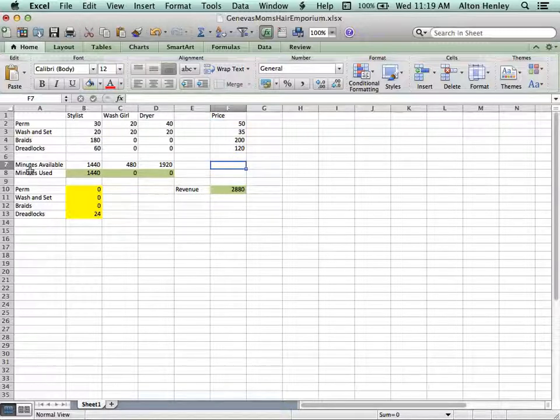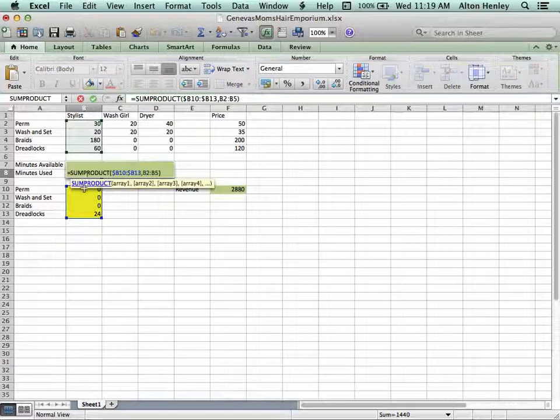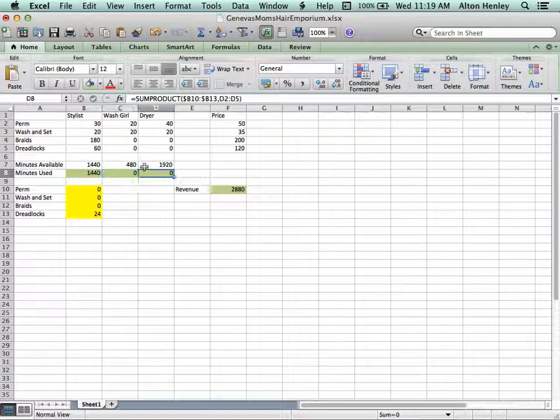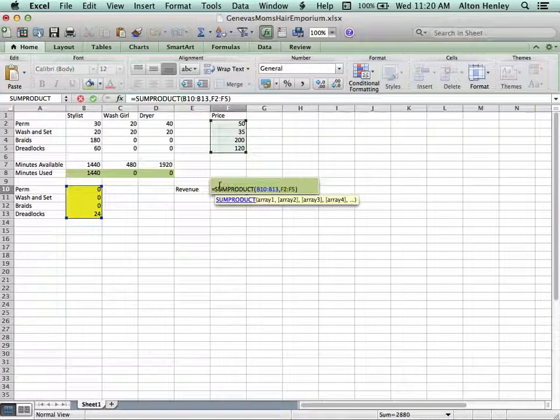Now I set up my capacity, my usage for the minutes directly under, as we did in the other cases, the capacity and the amounts, just to make things easier to understand, especially once we get to solver. And I set up my decisions in the same order, in the same orientation as they showed in the case and in the chart. Now, figuring out my amount of usage for minutes was simply a matter of doing a sum product between my decisions and the amount of each resource: stylist, wash girl, and dryer. And doing the revenue was a matter of doing a sum product between my decisions and the price.